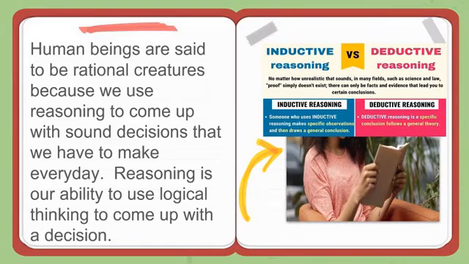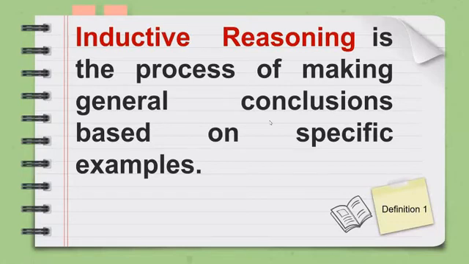Inductive reasoning. Someone who uses inductive reasoning makes specific observations and then draws a general conclusion. What I said earlier, from specific examples to general conclusion. Deductive is when a specific conclusion follows a general theory. So general to specific, and the other, specific to general. That's just the two types of reasoning. Questions on that? Deductive and inductive.